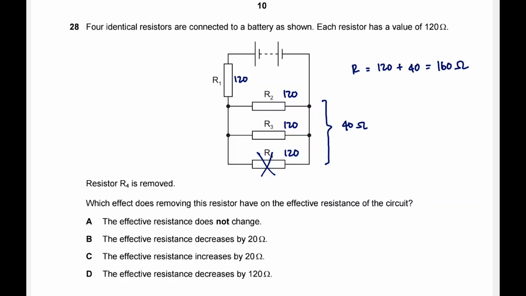This is the initial circuit. And then after removing R4, only 2 of them will be in parallel. Therefore, the effective resistance will be 120 divided by 2, so 60. And then 60 will be in series with R1, 120. So the effective resistance will be 120 plus 60 equals 180 ohm. Therefore, the resistance increases to 180, or it increases by 20. So it's C.